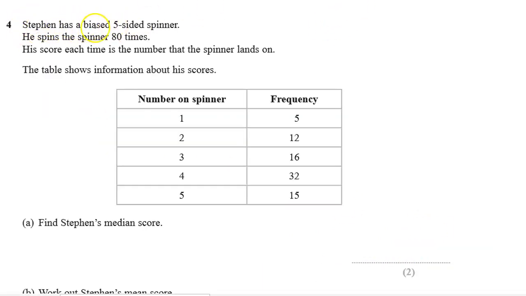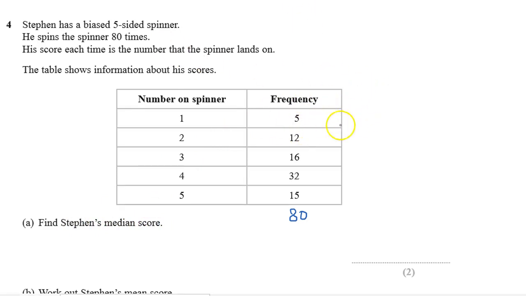Question number 4. Stephen has a biased 5-sided spinner. He spins the spinner 80 times. It means this sum is 80. His score each time is the number that the spinner lands on. So these are the numbers. The table shows the information. Find Stephen's median score.